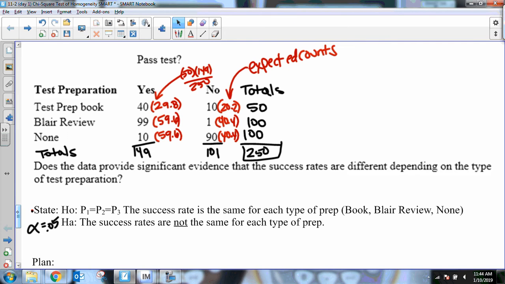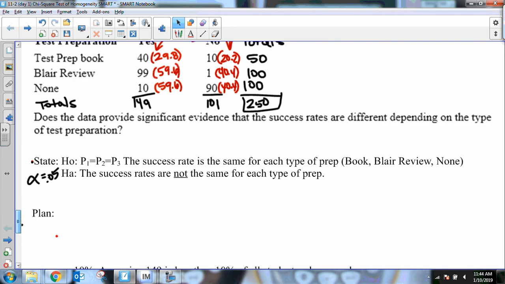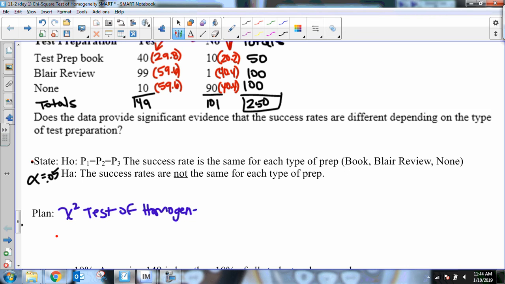Now, because we're technically comparing two samples, a yes and a no, those are the two separate samples, we have to put in our plan. Our plan is the chi-squared test of homogeneity, because we're comparing the two samples, and then we check our conditions.